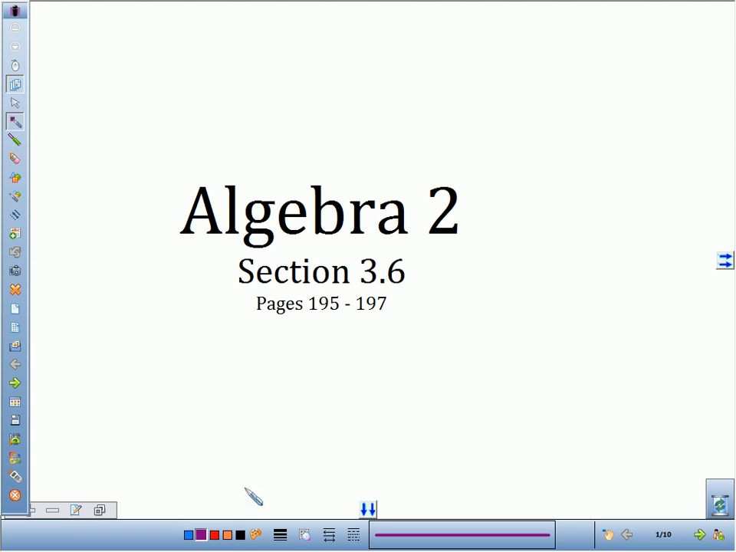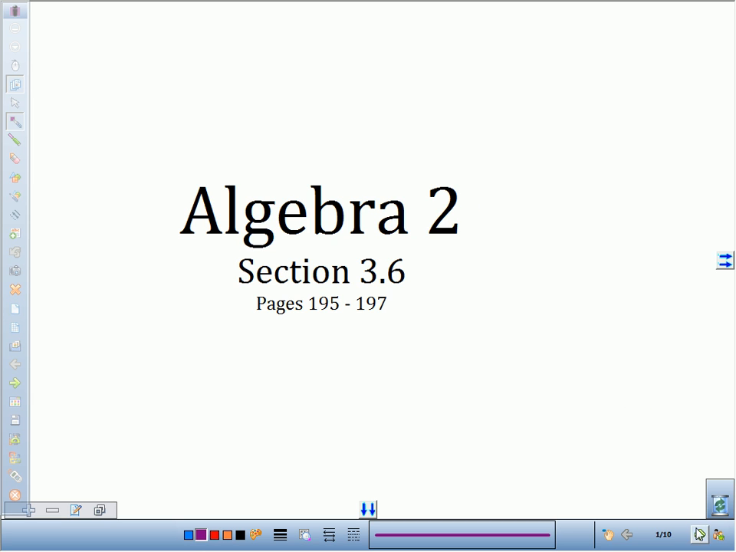Alright, these are the notes for Algebra 2, Section 3.6, pages 195 through 197 in your textbook. And we're dealing with multiplying matrices. Now, we've already talked about basic matrix operations, adding two matrices together, multiplying a matrix by a scalar, that is, a number that's not a part of the matrix. Now we're going to look at how we multiply two matrices together to get a product matrix.